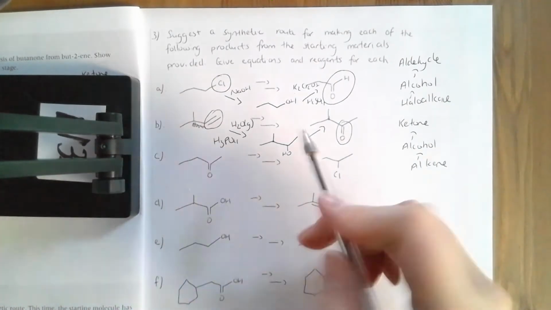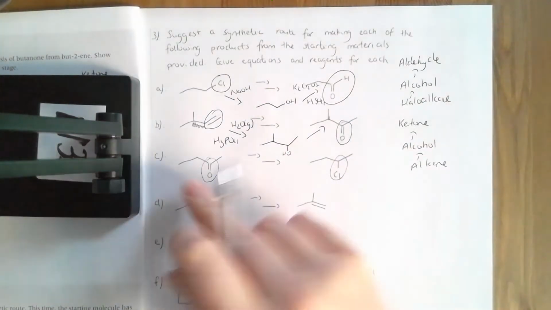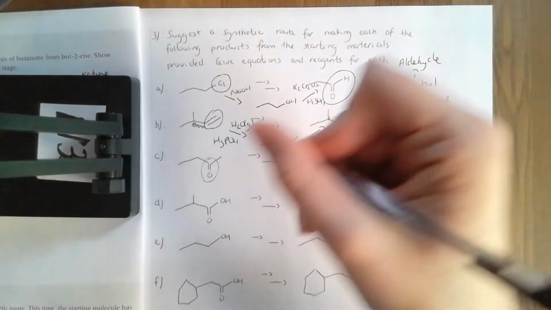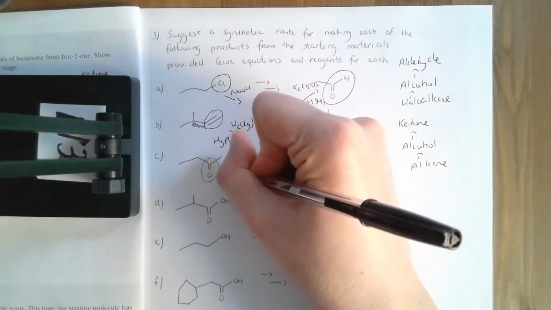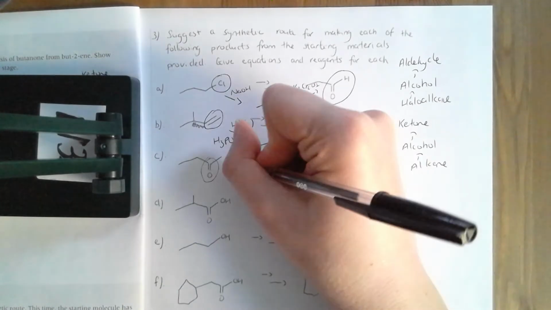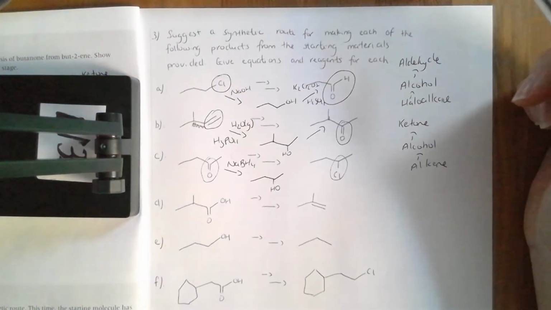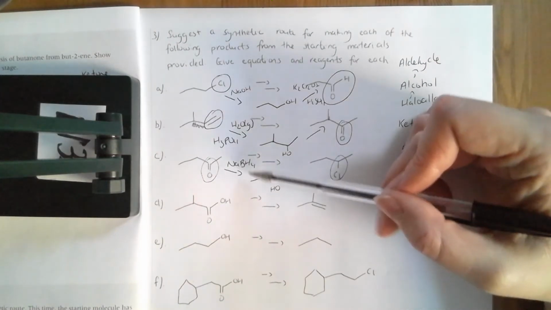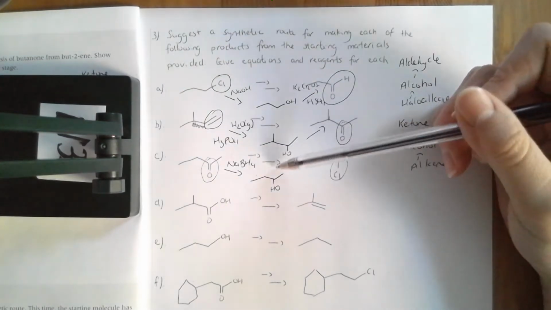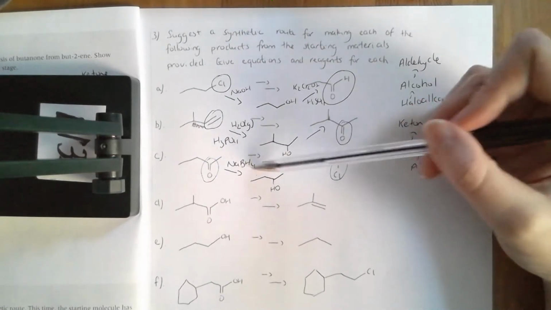If I look at C, I'm going from a ketone to a haloalkane. Again, the easiest thing to do is go via your alcohol. If I go from a ketone to an alcohol, I need to reduce it back to a secondary alcohol. The reducing agent we use is sodium borohydride. Now that's not on your chart because we don't technically come across it until year 13, but it's just handy to know. You can oxidize an alcohol to a ketone. You can then reduce a ketone back to an alcohol, and the reducing agent is sodium borohydride.